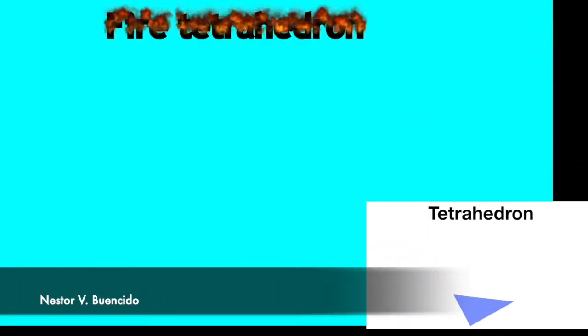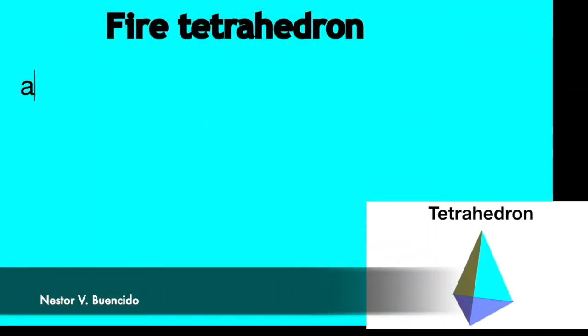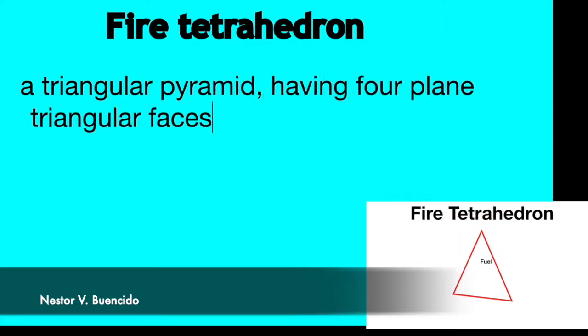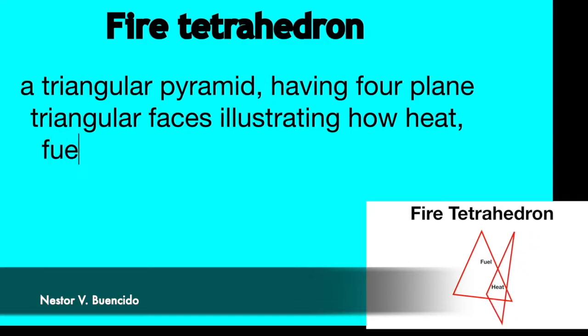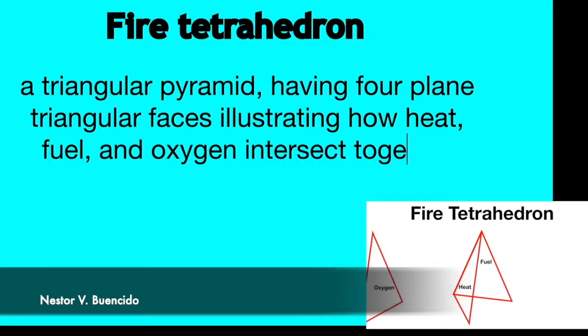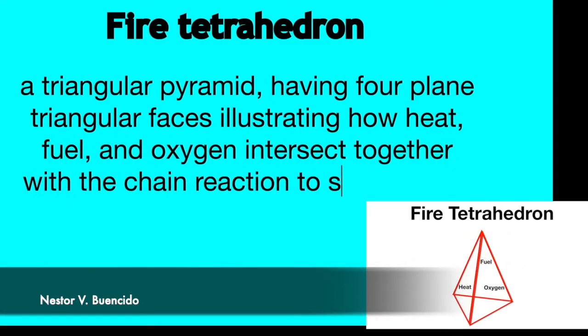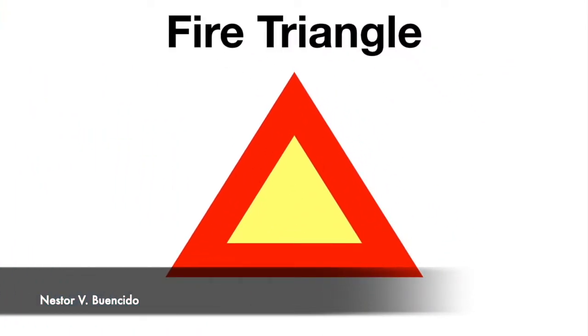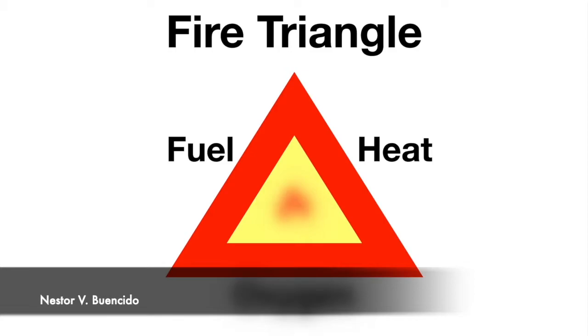Fire tetrahedron, a triangular pyramid having four plane triangular faces, illustrating how heat, fuel, and oxygen intersect together with a chain reaction to support and sustain a fire. The fire triangle is a simple illustration of the three requirements for the existence of fire. However, it does not explain the nature of fire. It does not include the chain reaction that results from chemical reactions among fuel, heat, and oxygen.